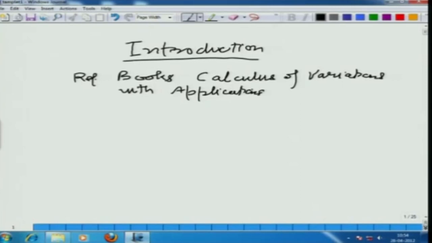On calculus of variations, we will be covering many aspects: how the study of calculus of variations started and what are the applications of the theory developed for this. That is what we will be discussing. So, in this first lecture, we will give some introductions of problems arising in calculus of variations.